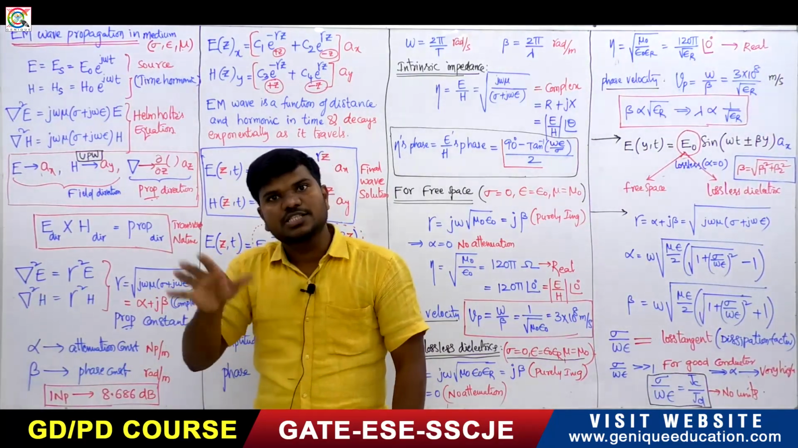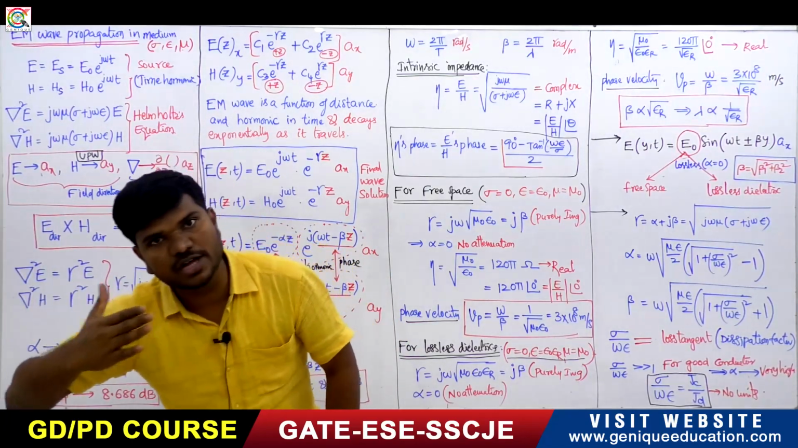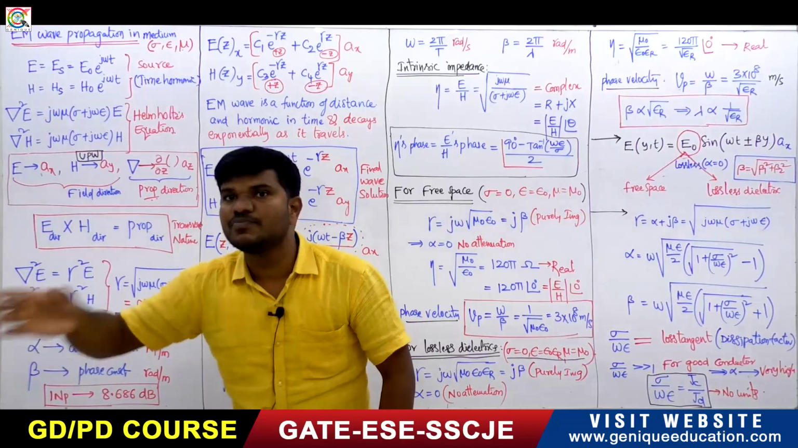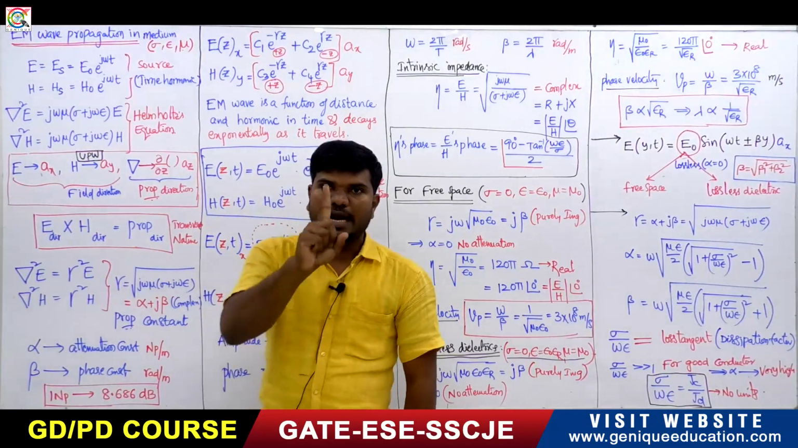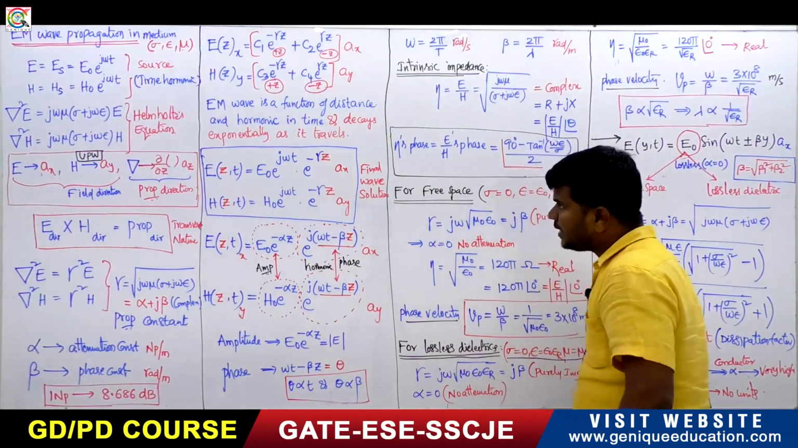So a function of time and function of space means what? Function of distance. Space means function of distance. So that means the electromagnetic wave will be varying in distance also, right? So this is the point you have to understand, right?